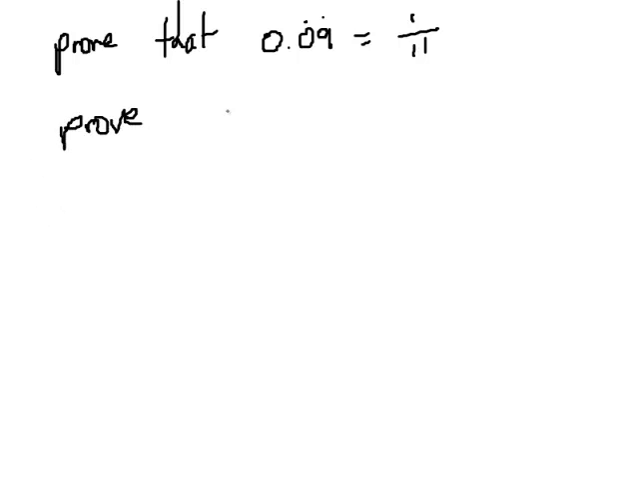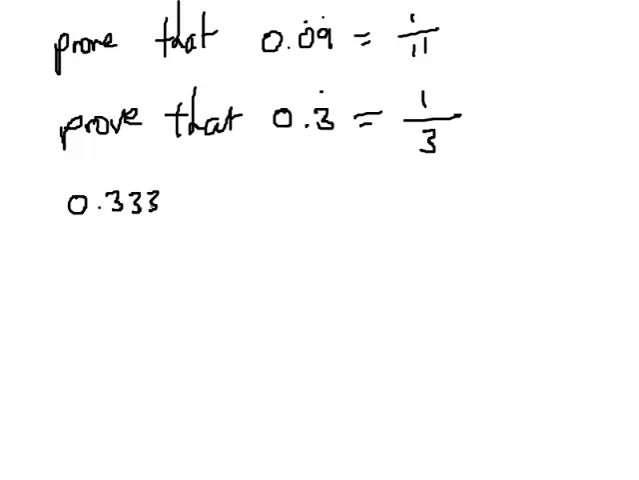Prove that 0.3 recurring equals a third. Now, before we go any further, we ought to just explain what this 0.3 recurring is. So 0.3 recurring is this: 0.33333 forever. There is no end to it. It recurs to infinity. And because we can't really write that down, we have a notation, and we use this little dot. So we have 0.3 with a little dot above, and that means that this 3 recurs forever.